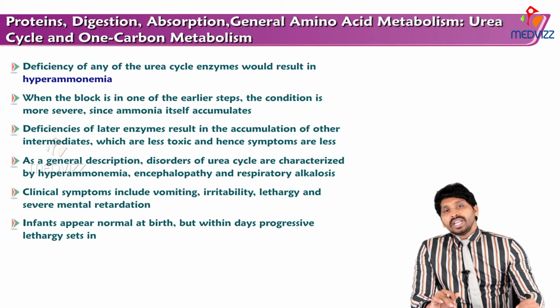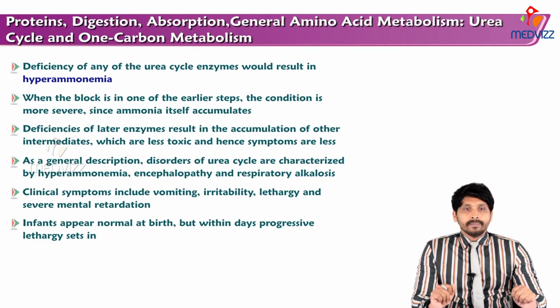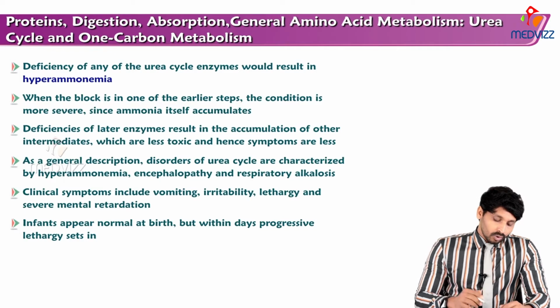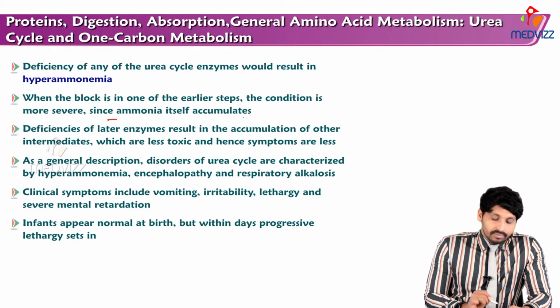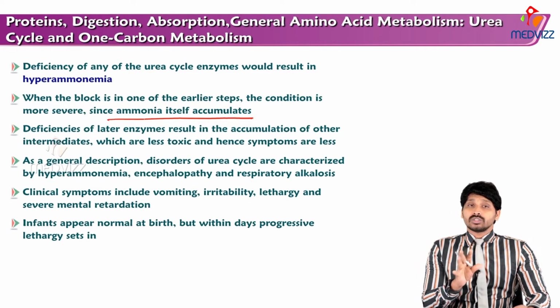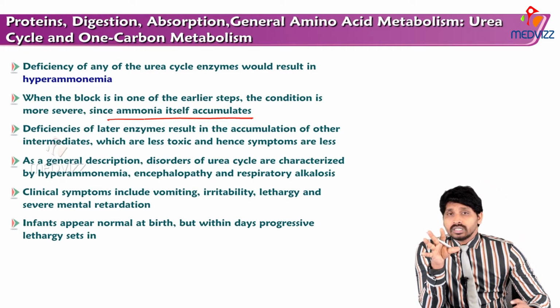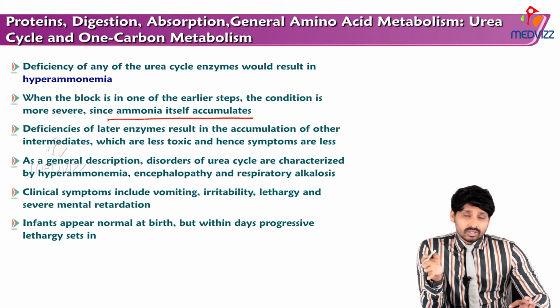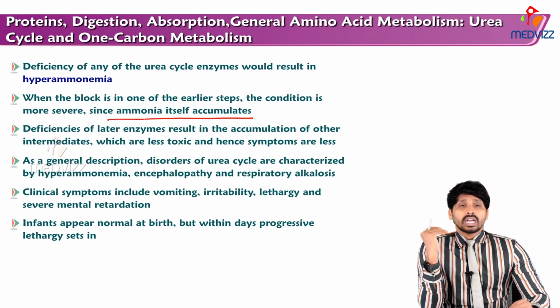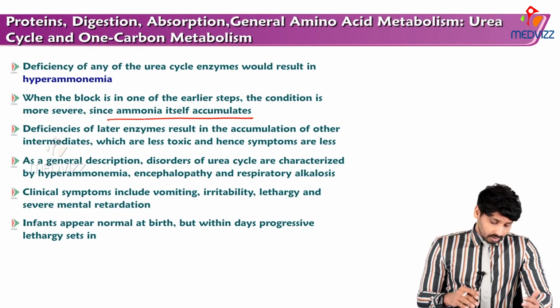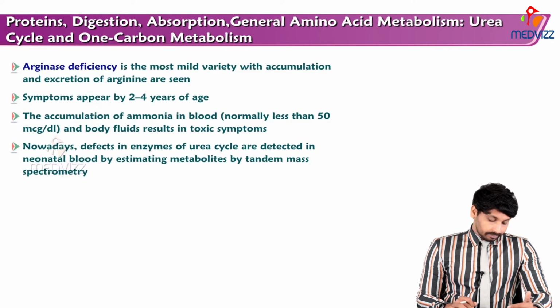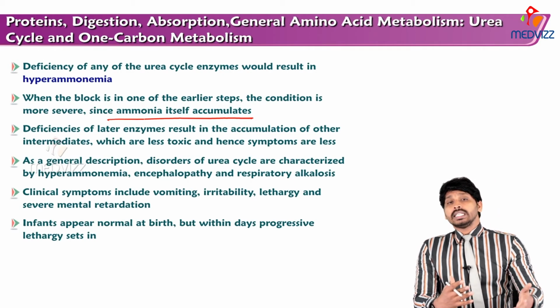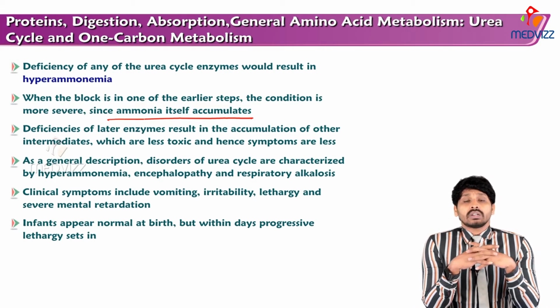Deficiency of any of the urea cycle enzymes would result in hyperammonemia. When there is a block in one of the earlier steps, the condition is more severe since ammonia itself accumulates. So it's called hyperammonemia. As I told you to remember 5 steps, one step defect causes one type of hyperammonemia. So urea cycle disorders are 5: hyperammonemia 1, hyperammonemia 2, citrullinemia, argininosuccinic aciduria, and hyperargininemia. Deficiency of later enzymes results in accumulation of other intermediates which are less toxic and hence symptoms are less.